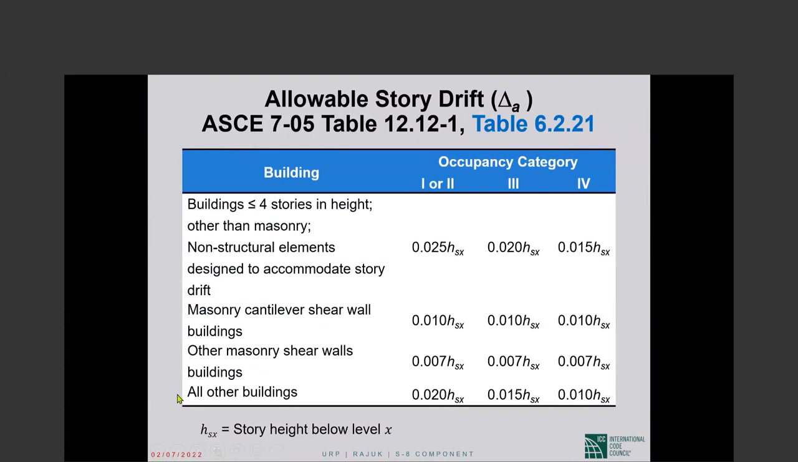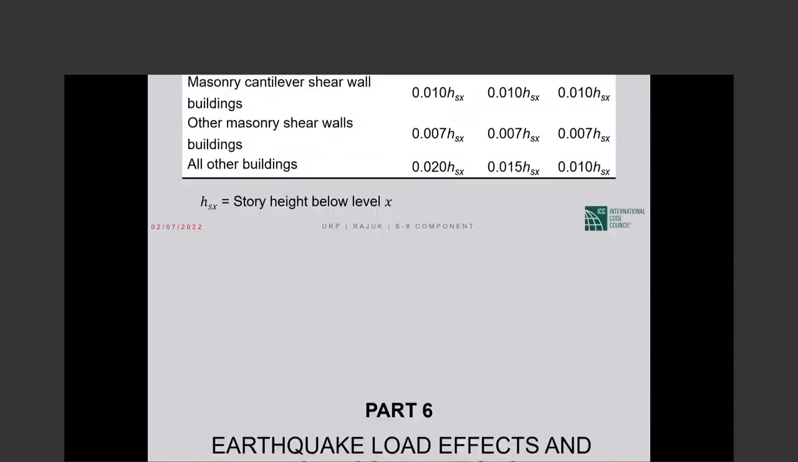Most of the time you'll be in this line, all other buildings. And your drift limits will be 2. The interstory drift shall not exceed 2% of story height for risk category 1 or 2 buildings, standard occupancy buildings or miscellaneous occupancy, shall not exceed 1.5% of story height for schools, let us say assembly buildings, and shall not exceed 1% of story height for hospitals, police stations, fire stations, all essential facilities.